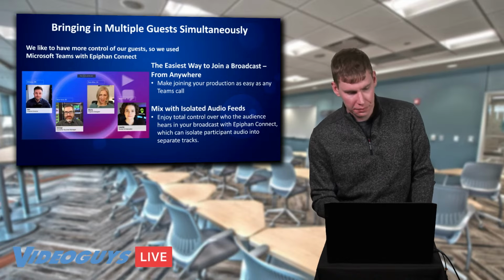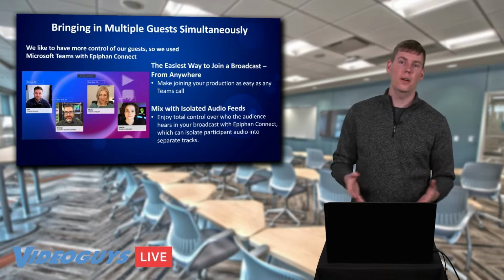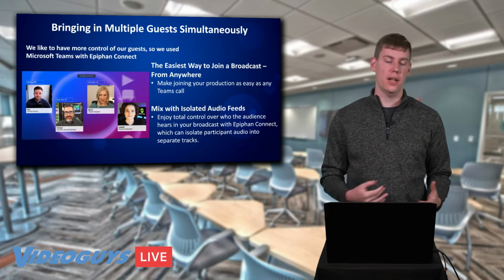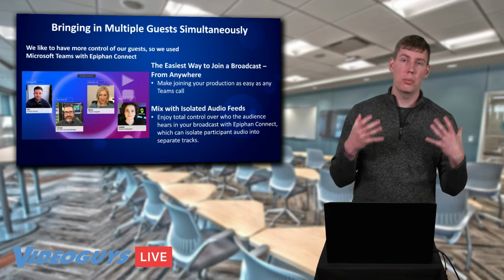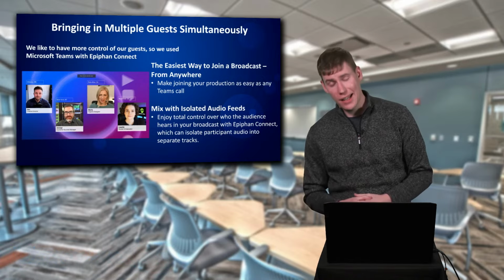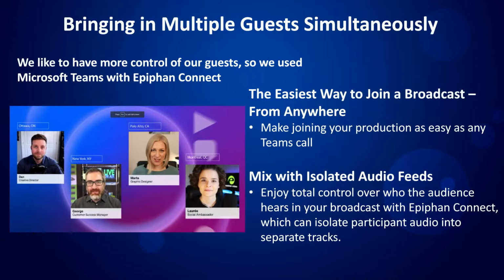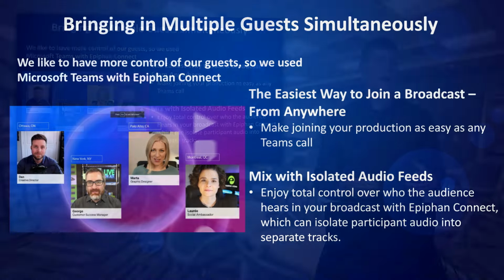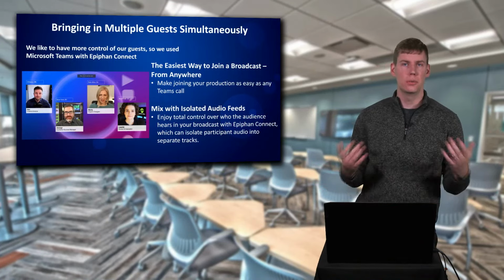So let's talk about some of the software that we were using to bring in our guests. Like I said, our primary way of bringing our guests in was with Epiphan Connect. What Epiphan Connect does is it allows you to extract up to 4 callers from a Teams call and convert those into an SRT stream to then bring into any production system that can read an SRT stream. Our TriCaster TC1 Pro can bring in, I believe, up to 16 SRT sources at once. Granted, we only needed 4, we only used 4.